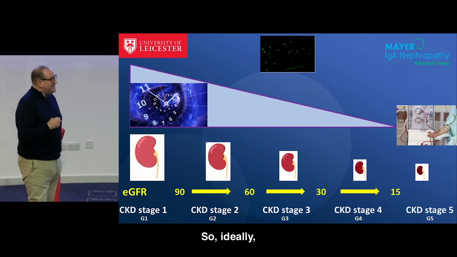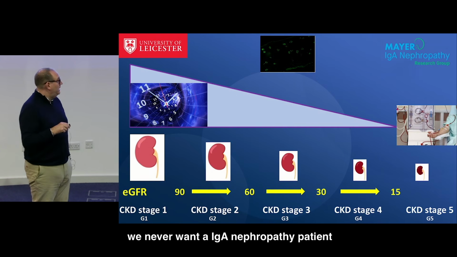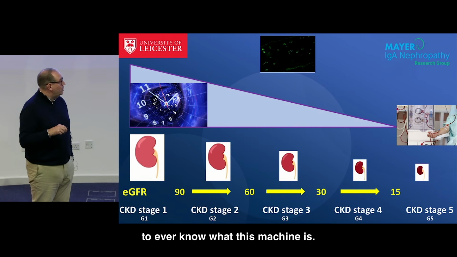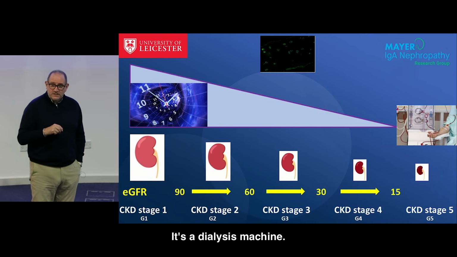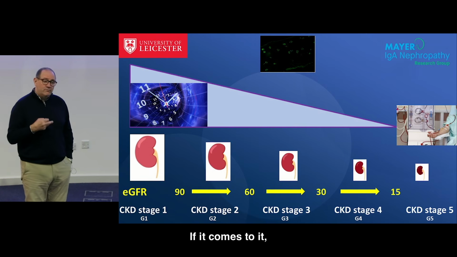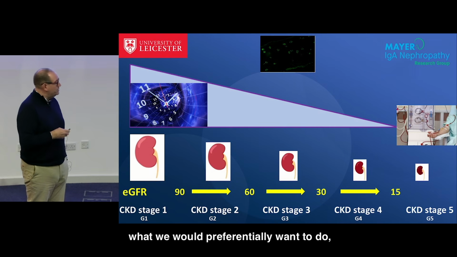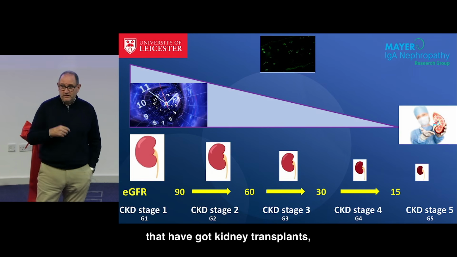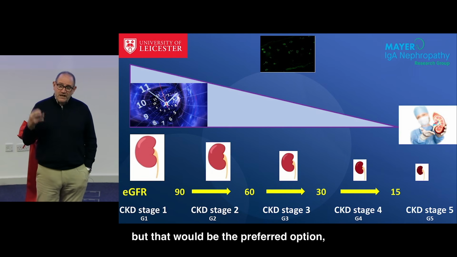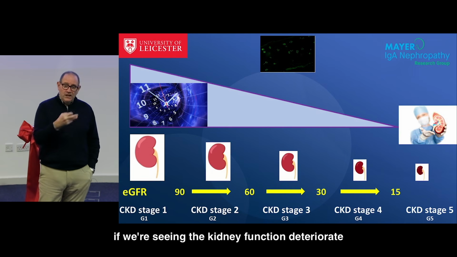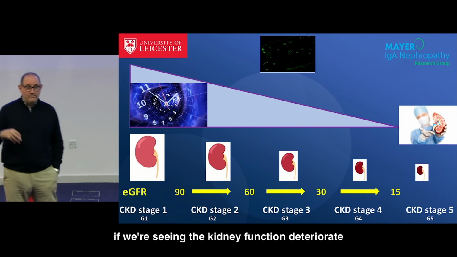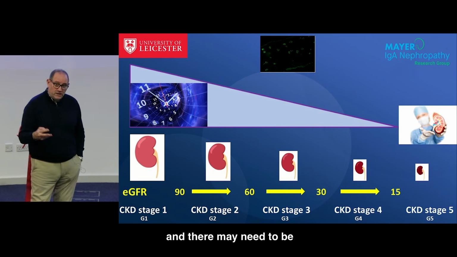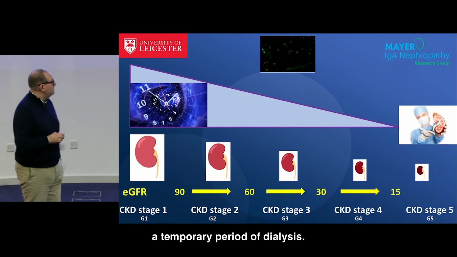So ideally, we never want an IgA nephropathy patient to ever know what this machine is. It's a dialysis machine. If it comes to it, what we would preferentially want to do is think about a kidney transplant. There are a few people here that have got kidney transplants, but that would be the preferred option if we're seeing the kidney function deteriorate. But often that may not be feasible straight away, and there may need to be a temporary period of dialysis.